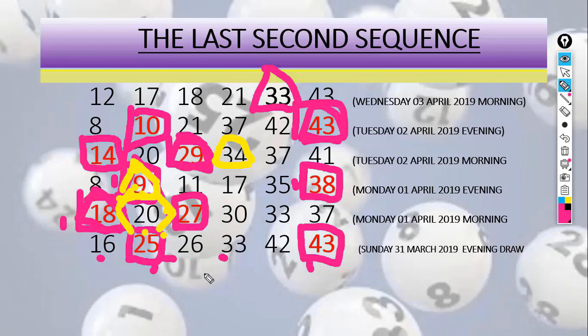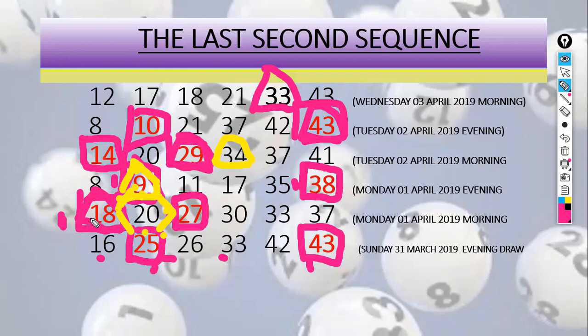Remember, the name of this sequence is the last second sequence. So we are using the last number and the second number alternating with the first number and the third number. So for the first draw, which took place here, we started on Sunday, the 31st of March 2019. The evening draw was used to predict the number that was going to come on Monday morning. So we used the last number and the second number to predict the number that was going to come. So the last number was 43 and the second number was 25. So we substituted these two numbers, we got 18. 18 was on the first column.